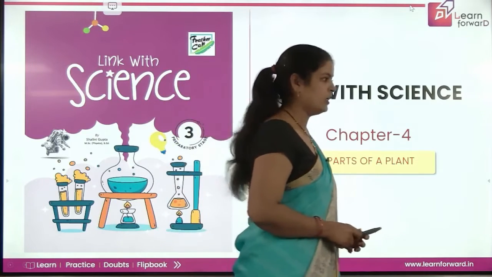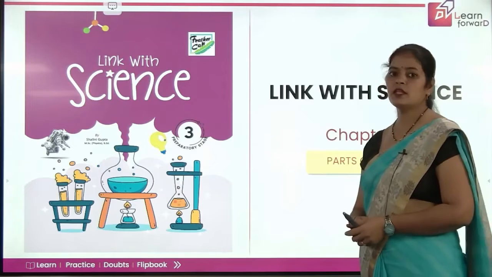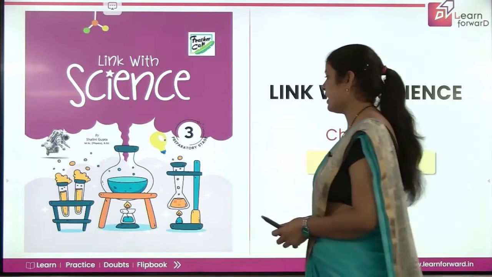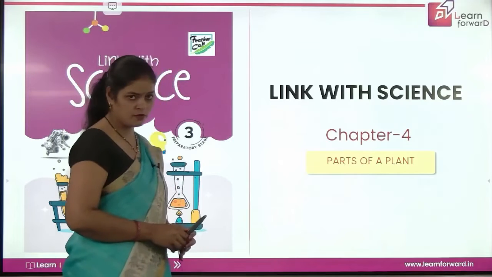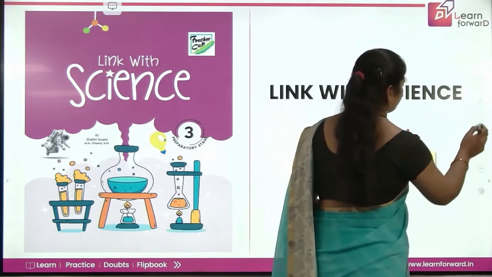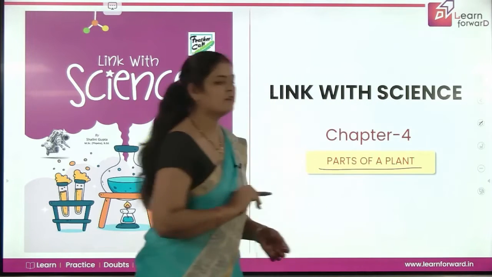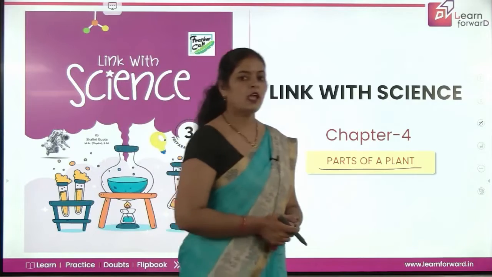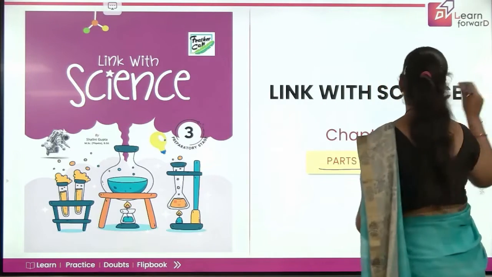So here we are in continuation with our science book, Link with Science by Feathercap, and today we will start our chapter number 4, that is parts of a plant. Till now we have already covered animals and plants, and today in this class we will discuss different parts of a plant.